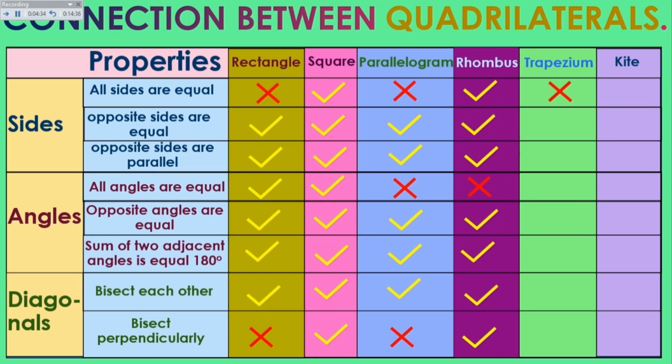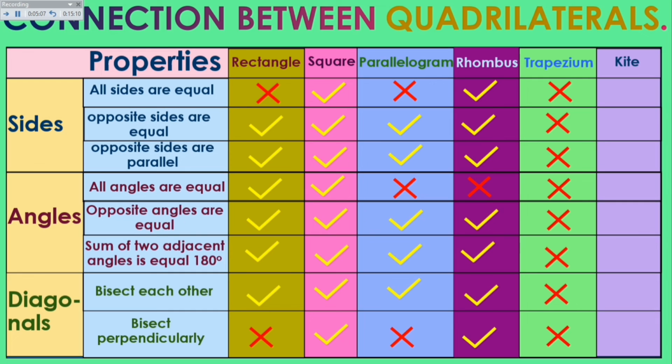Now the trapezium. Are all the sides of a trapezium equal? Of course, no. Are the opposite sides equal? Of course, no. Are the opposite sides parallel? No. Are all the angles equal? Of course, no. The opposite angles, are they equal? No. The sum of two adjacent angles, are they equal to 180 degrees? Of course, no. Do the diagonals bisect each other? Of course, no. Do they bisect each other perpendicularly? Of course, no.